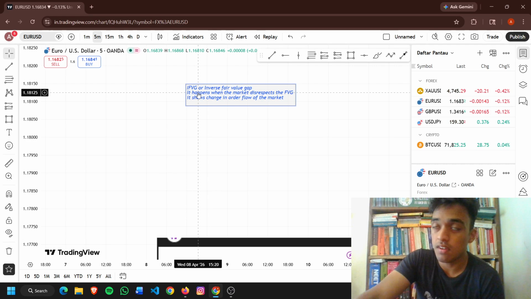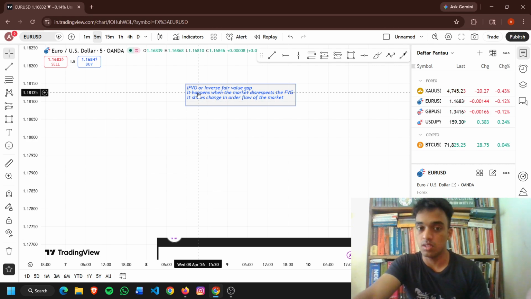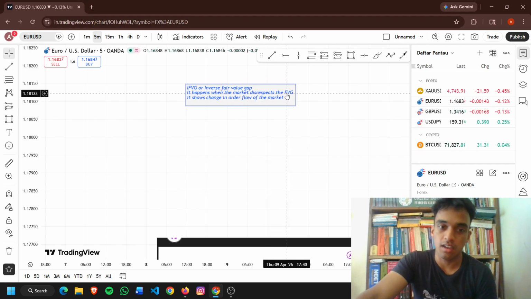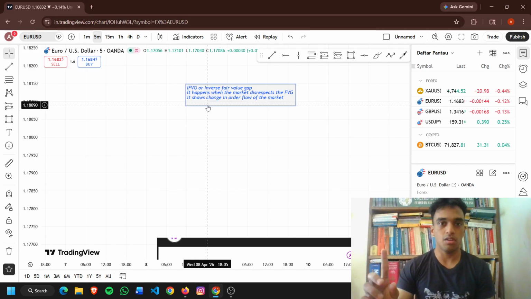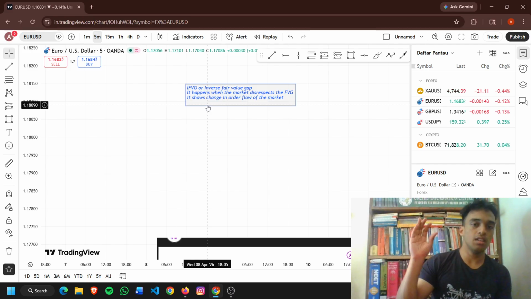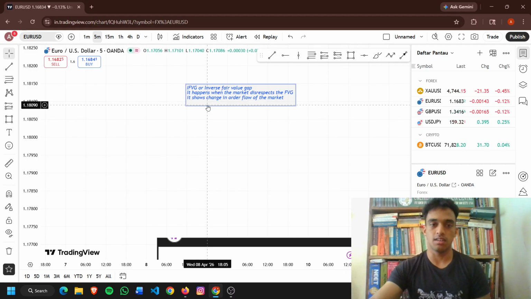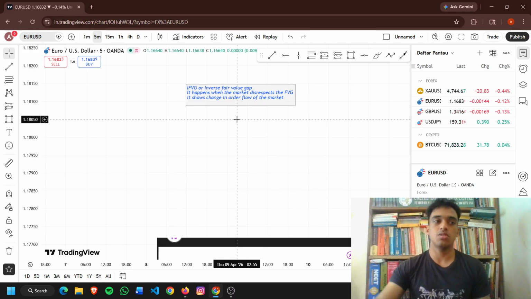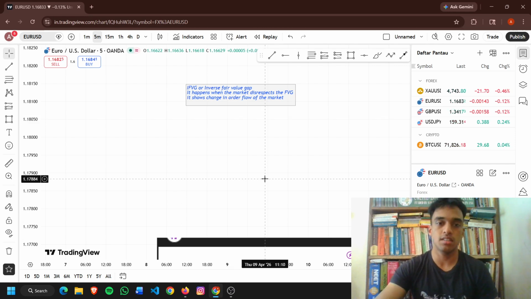So an inverse fair value gap, or some people call it IFVG, and fair value gap is also called FVG. It happens when the market disrespects the fair value gap. That is the first point you have to know. It happens when the fair value gap gets disrespected, and it shows a change in order flow of the market. Basically, it shows if we are going to have a reversal or things like that. So it is another confluence which you can use for trading. So yes, let's just get into it.